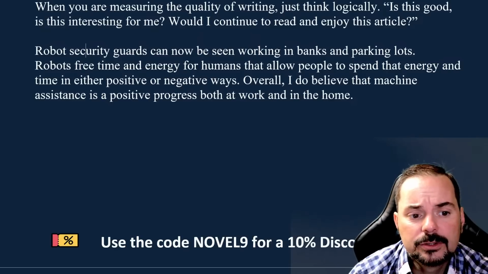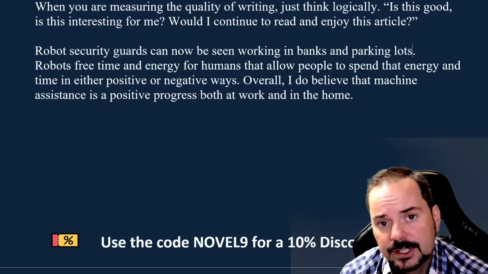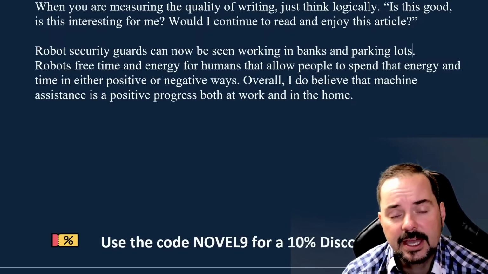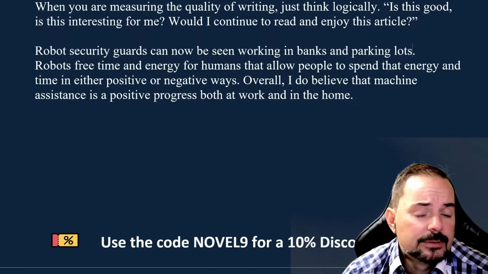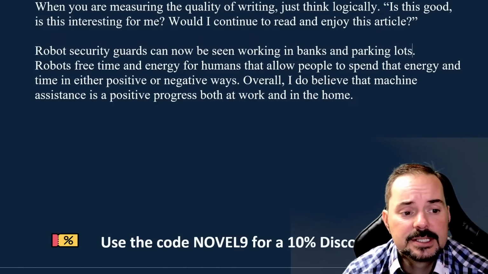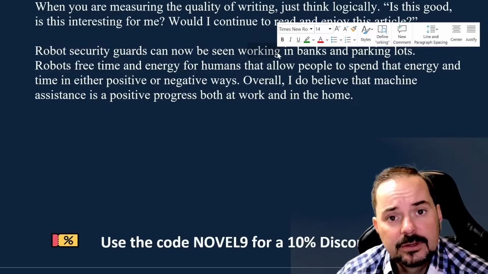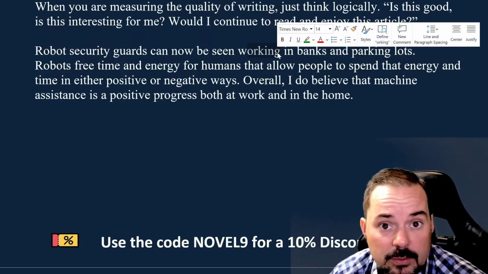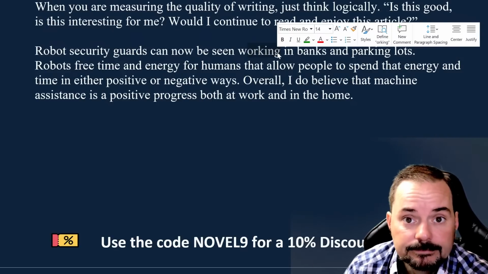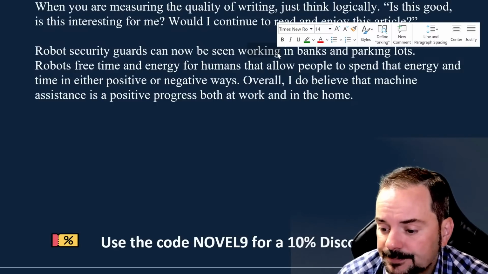Look, it's 1, 2, 3, 4, 5, 6, 7, 8, 9, 10, 11, 12, 13 words. It's a short sentence. Okay, average sentences are around 18 to 20. So 13 words, short sentence, works. It introduces the topic. Why? Because it's a robot that is working. It's taking the job of a security guard who would be working at the bank or at the parking lot, right?